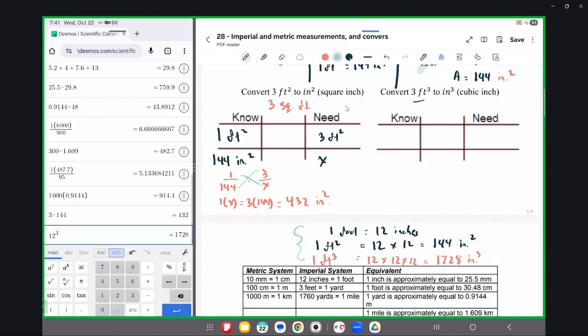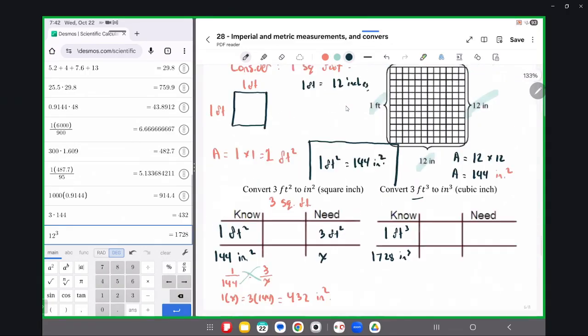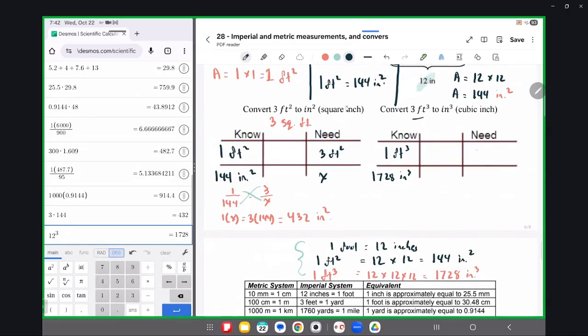Okay, so what do we know? We know that 1 cubic foot is equal to 1,728 cubic inches. And we're curious to know how many cubic inches there are in 3 cubic feet, or 3 feet cubed.